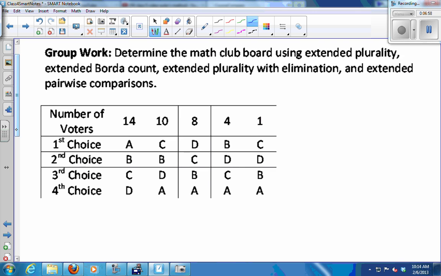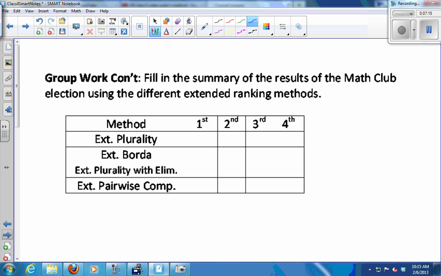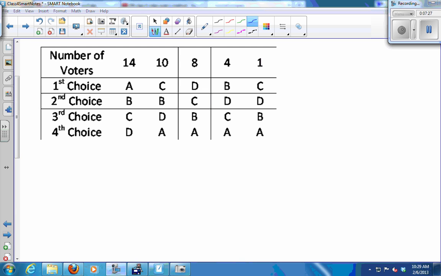I'm going to have you take this math club election and do all four methods, ranking the candidates for each of them. I gave you plenty of room to work, and there's a little chart at the end where I want you to put down the results. For plurality, who came in first, second, third, fourth? Borda, first, second, third, fourth. So we'll do plurality first.